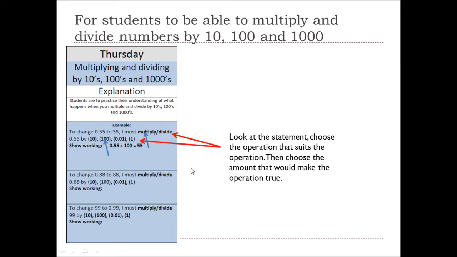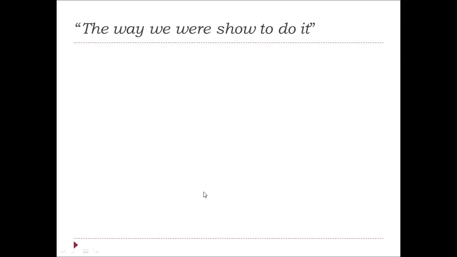Now you have to choose the amount, so you can look at how many place values it has moved. In this case, it has moved 2 to the left, sorry. So therefore it is 100. So I'm multiplying by 100, and then down the bottom here you're going to show your working.